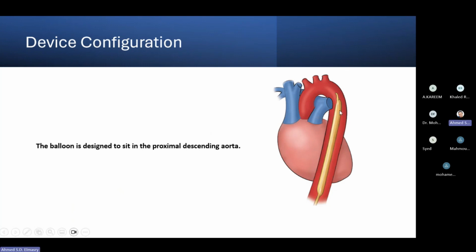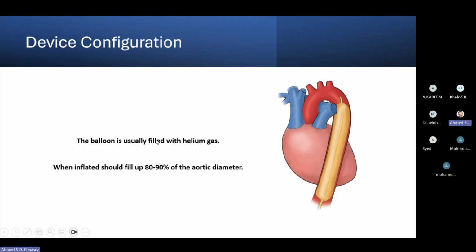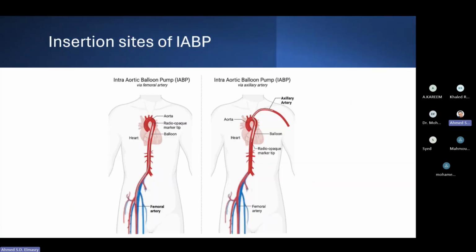As you see, the intra-aortic balloon is designed to sit in the proximal part of the descending aorta, with balloon inflation and deflation, and the insertion site of the intra-aortic balloon. The standard approach is the femoral approach. The balloon will be inserted through the common femoral artery, going to the iliac, then to the aorta, where it will sit in the proximal part of the descending aorta, above the level of the renal arteries and distal to the subclavian artery.